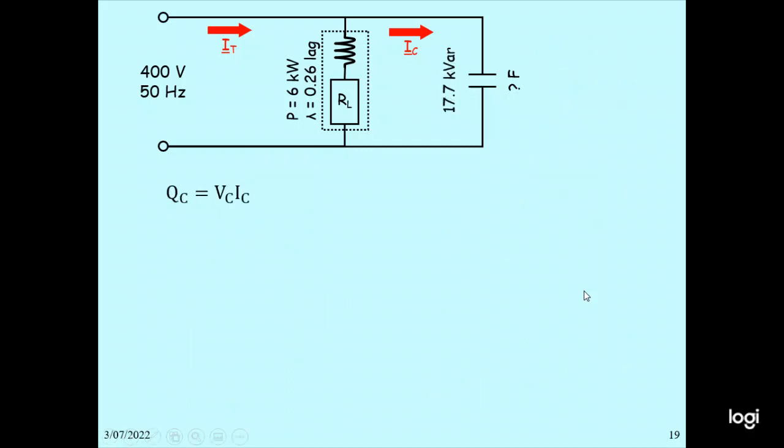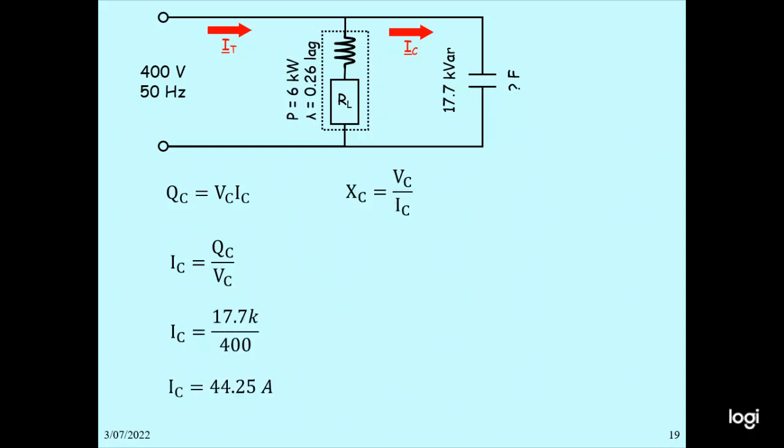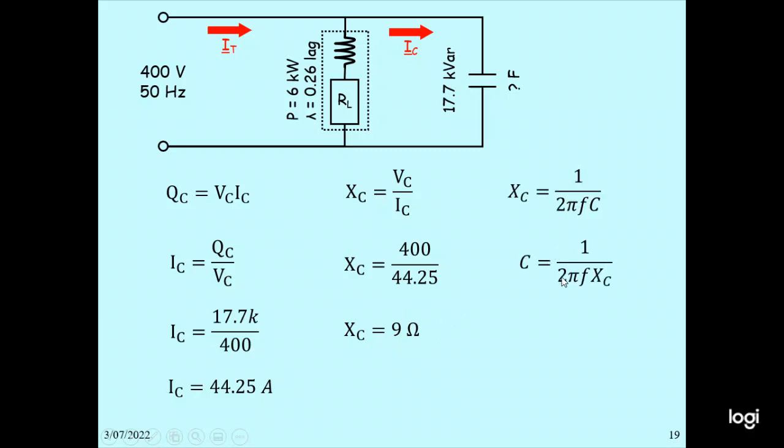Then we have to calculate IC equal to QC by VC. So IC is 17.7 k divided by 400, 44.25 ampere. So XC equal to VC by IC, so 400 divided by 44.25, you got 9 ohm. So C equal to 1 by 2 pi f XC, so 1 by 2 pi into 50 multiplied by 9, so you got 353.57 microfarad.